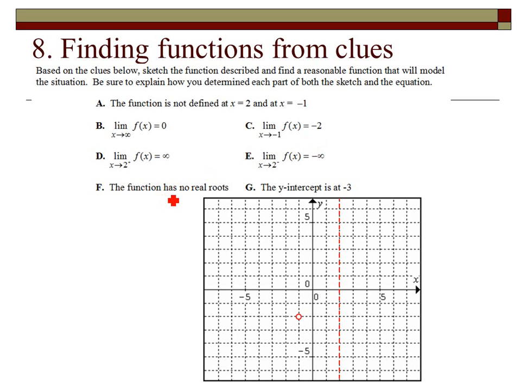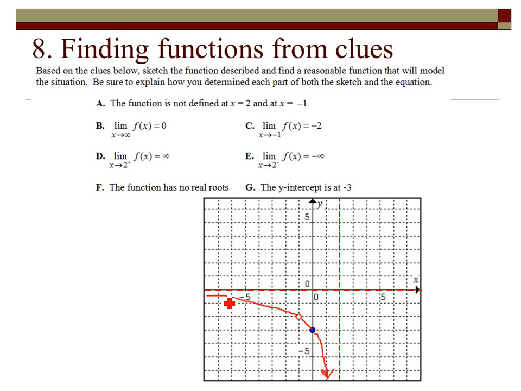Function has no real roots, has a y-intercept at -3, so I'm going to have a dot down here at -3. Oh, and that also has no real roots, and I've got it so that as x approaches 0, I'm going towards 0. And then I've got this dot right here. Now, in terms of graphing this, there's lots of correct answers. The one kind of answer I think that makes most sense is to draw this one going down through the hole and just heading like this.